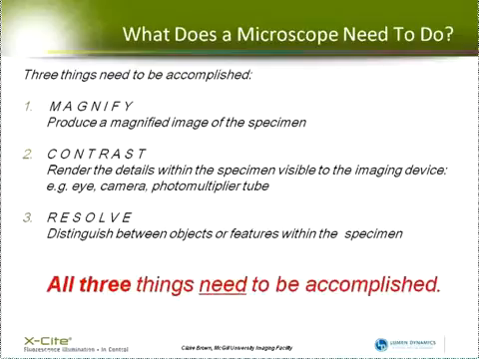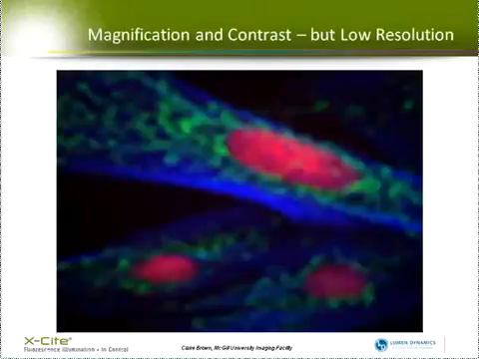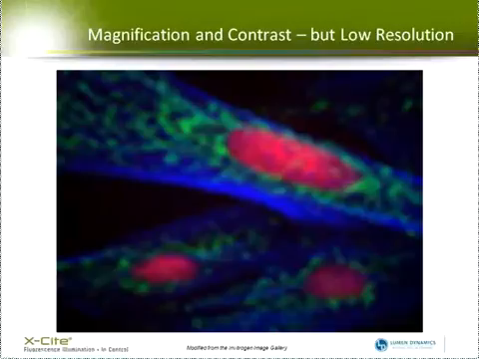So in order to have a reasonable microscope image, you need to actually do all three of these things. And I'll just illustrate this quickly with a quite visual example here. So this is an example of an image where you have lots of magnification and lots of contrast, but you don't have very much resolution. So it's fairly difficult to see the features within the sample.